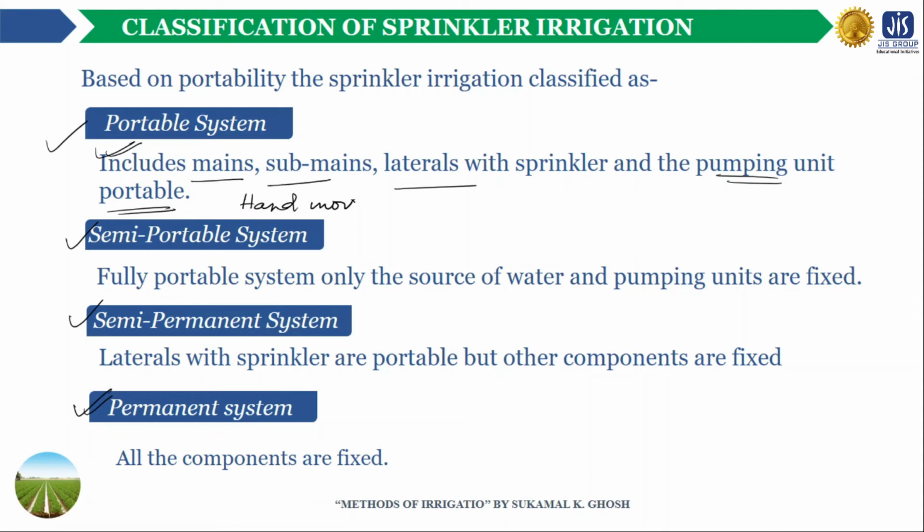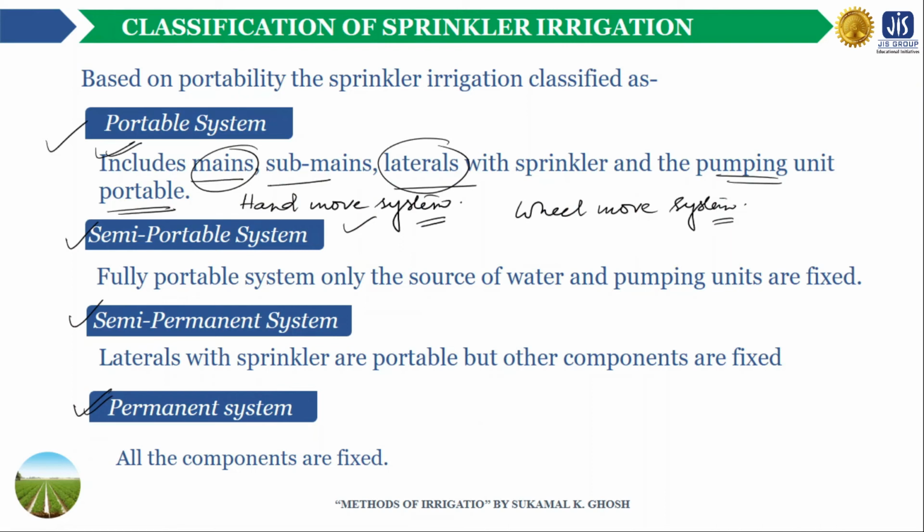In this hand move system, the mains and the lateral pipelines are moved manually. On the other hand, the system which uses mechanical power for moving the lateral pipelines is known as wheel move system. In wheel move system, the entire lateral pipeline is mounted on wheels and it is moved as a single unit, instead of moving separate pipe lengths by disassembling the lateral pipelines.